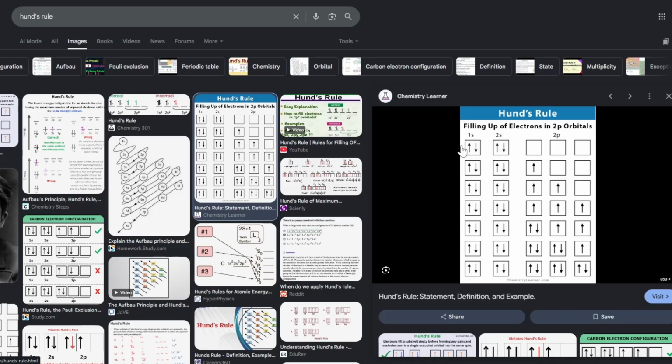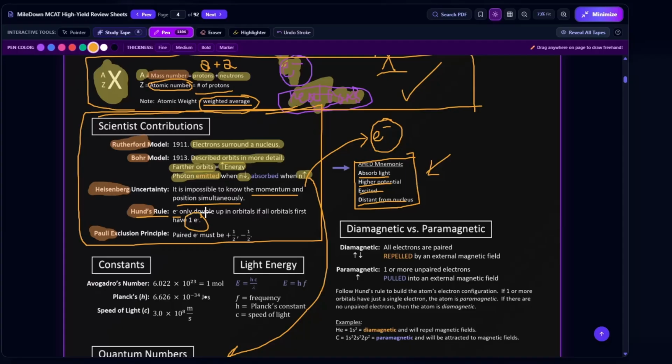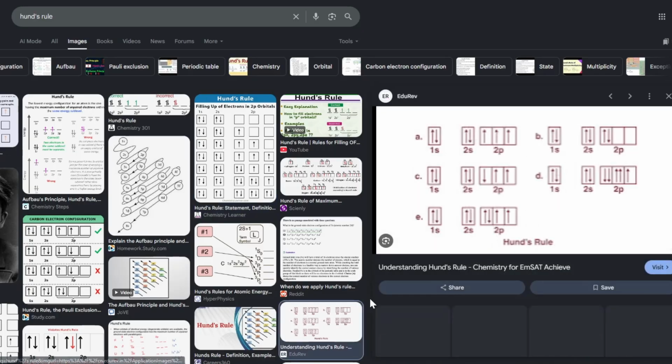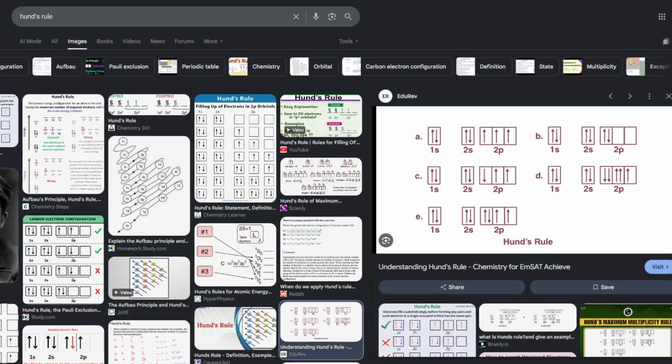But Hund's rule is basically saying you need to fill up the boxes so that all the orbitals first have 1 electron. So you need to fill it up. Like here, this is not good because they don't have 1 electron. This is good because you have to fill them all up before you pair them. That's what it's saying.